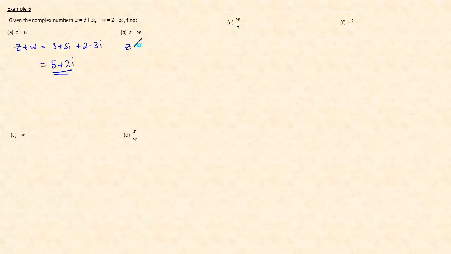Now for z take away w, that's going to be 3 plus 5i, take away, and the bracket's important here, 2 minus 3i. So that's 3 plus 5i, take away 2, plus 3i. So 3 take away 2 is 1, and then we have 8i.